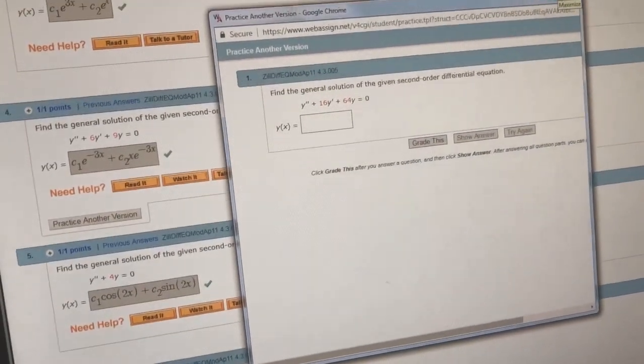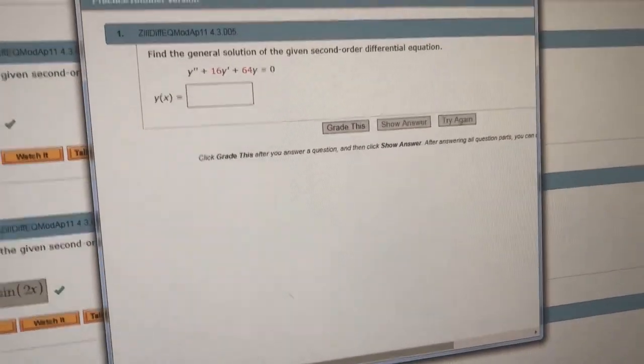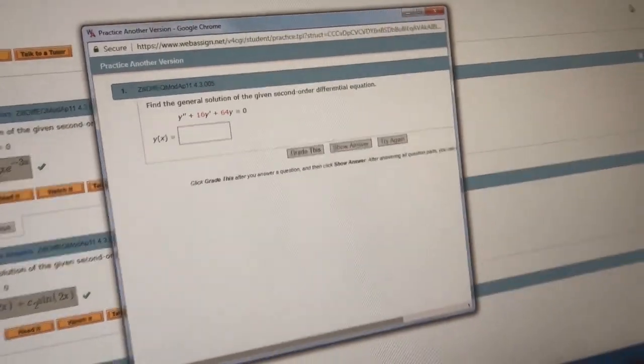We flipped the camera now, and we pulled up a variation of some of the problems that we were working on earlier, and Hector's going to attempt this one on the board. So y double prime plus 16y prime plus 64y is equal to 0. Okay, cool. Let's go to the board.